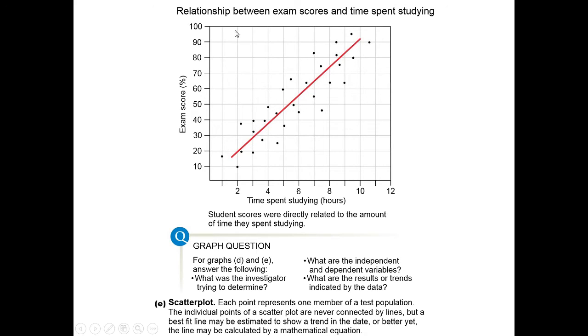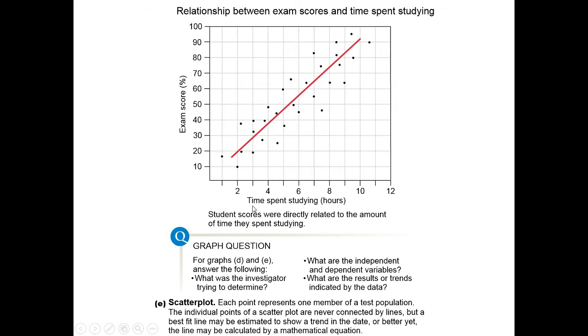So here in this example, we're looking at the relationship between exam scores and time spent studying. On the x-axis, we have time spent studying in hours. On the y-axis, we have exam score. Each of these dots represent a student, an individual, a subject, whatever you want to call it. So this is one student. This student studied for 2 hours and got a 10% on their exam. This student studied for 8 hours and earned approximately 65% on their exam.